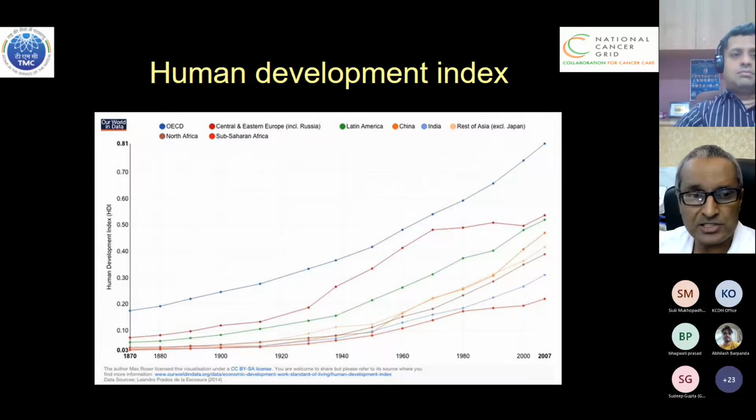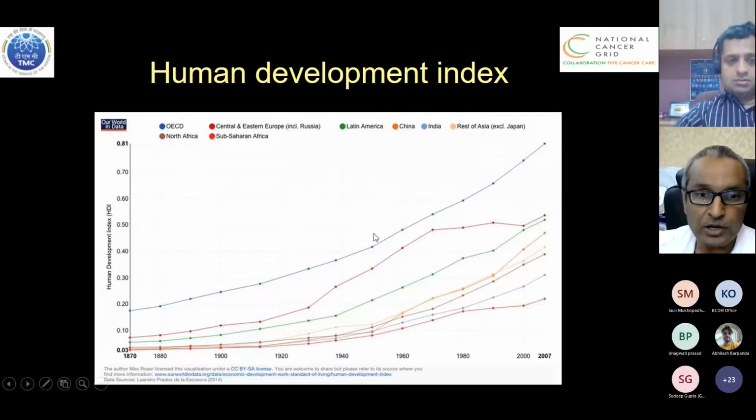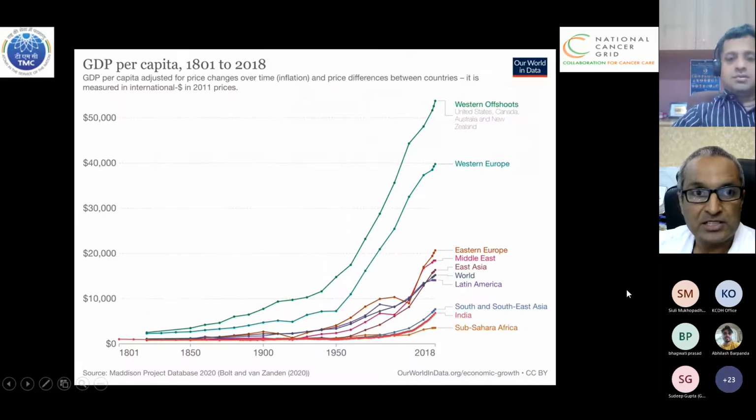If you look at the Human Development Index, there's plenty to be happy about. If you look at the last 150 years, starting from 1570, there's been remarkable progress practically in every region of the world. But if you were to look at some of these countries, and if you were to exclude the OECD countries and go down to something like Sub-Saharan Africa, Latin America, Asia, excluding Japan and China, you see that the increments in the Human Development Index haven't been dramatic. Similarly, for GDP per capita, if you were to look at states, countries in North America, Australia, New Zealand, and Western Europe, you see much more dramatic increases in GDP as compared to other areas like Sub-Saharan Africa, Southeast Asia, Latin America, and Middle East, and so on.